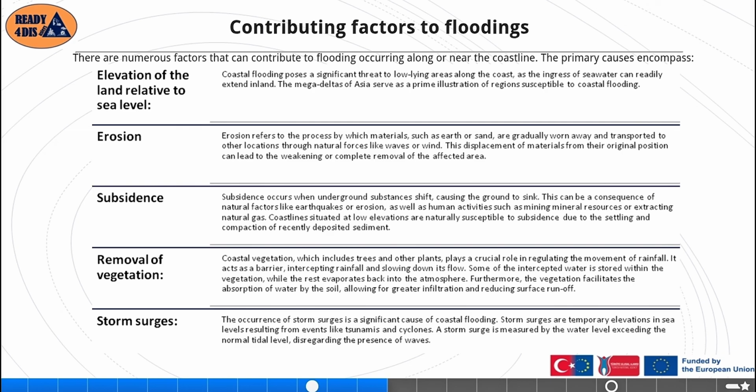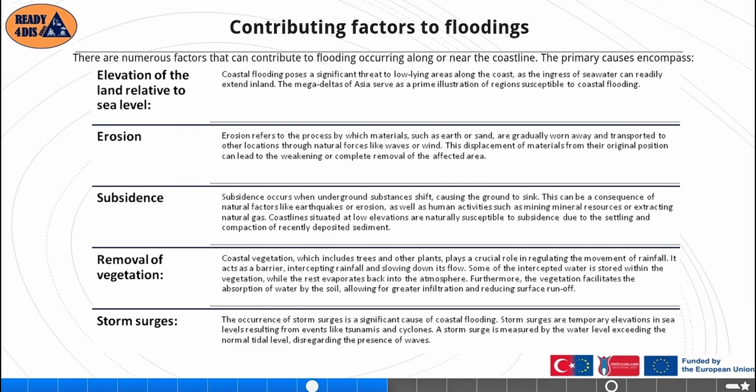Subsidence. Subsidence occurs when underground substances shift, causing the ground to sink. This can be a consequence of natural factors like earthquakes or erosion, as well as human activities such as mining mineral resources or extracting natural gas. Coastlines situated at low elevations are naturally susceptible to subsidence due to the settling and compaction of recently deposited sediment.